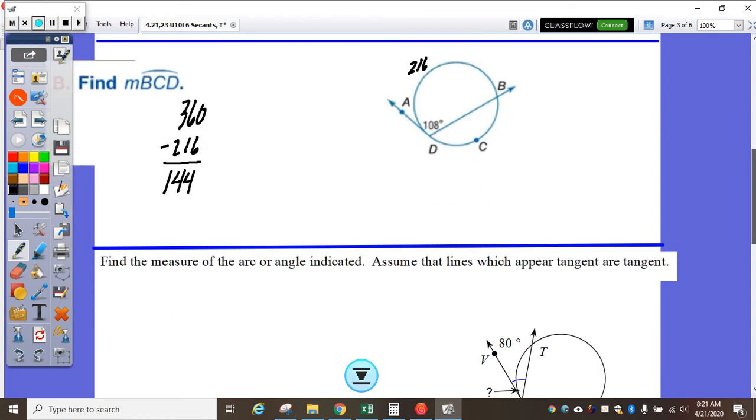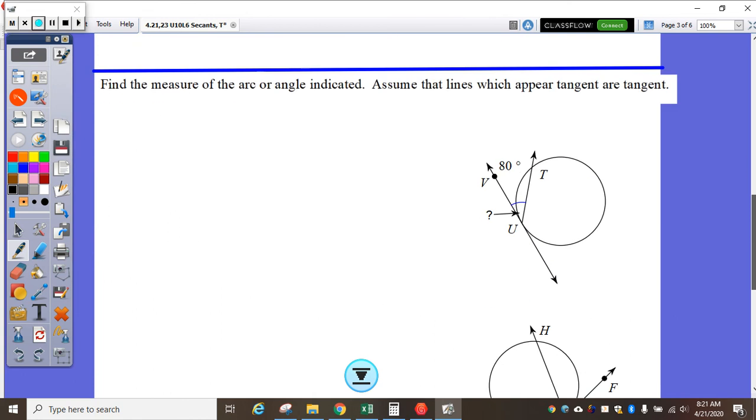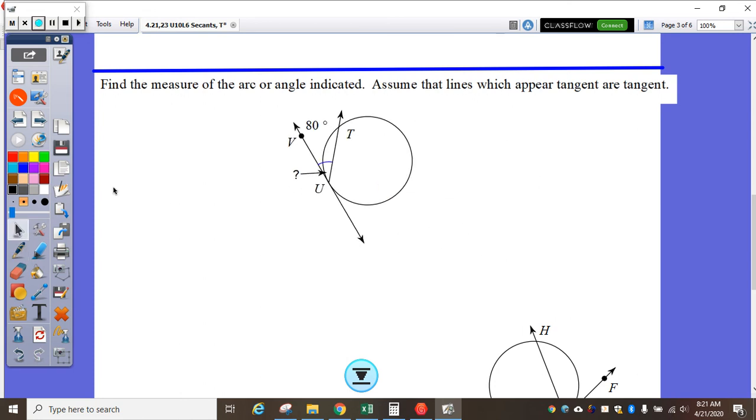So again, your problems in your assignments are going to look like this. It's the same thing. Here, I have an arc measure of 80 degrees, and we want to know what this angle is right here. Well, naturally, this angle is going to be 40 degrees. All right. The angle is half the measure of the arc.